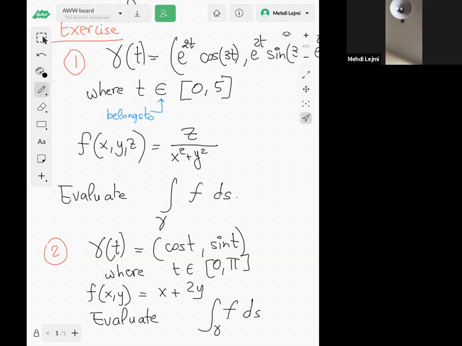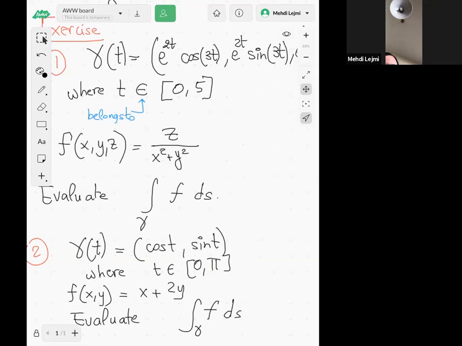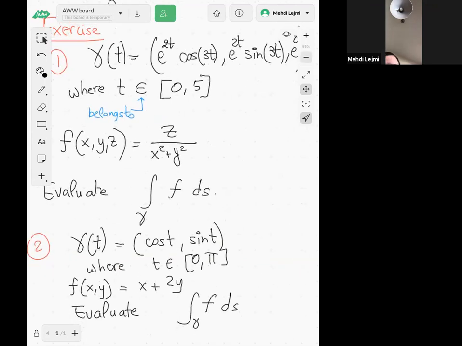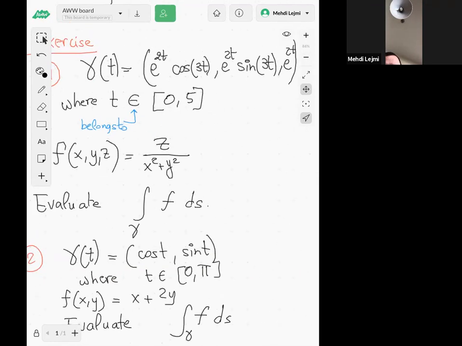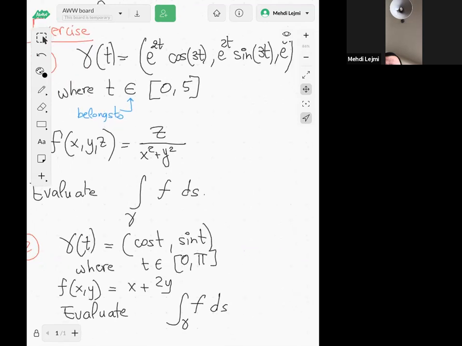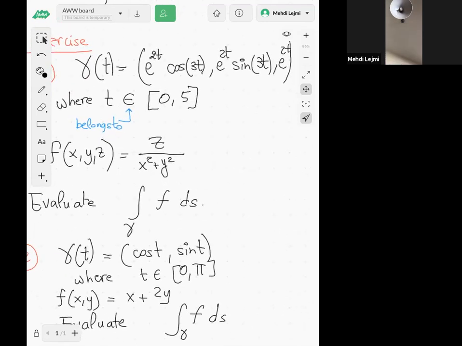Okay, guys, I'm going to give you 5-10 minutes to think about this exercise. I hope you can see everything here.